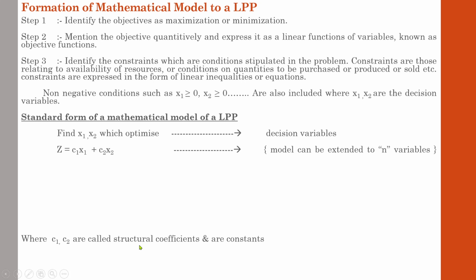Usually C1 and C2 are structural coefficients and are constants. C1 or C2 may be related to cost or to profit. That depends upon the question. If it is related to minimization of cost, C1 and C2 represent cost with regard to x1 and x2. If it is regarding maximization of profit, C1 and C2 represent profit of x1 and x2. That is the concept. So once you have found x1 and x2 and the objective of the question, you can easily write z equals C1 x1 plus C2 x2.